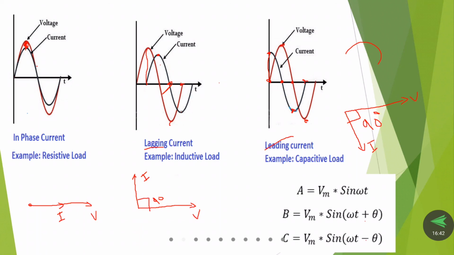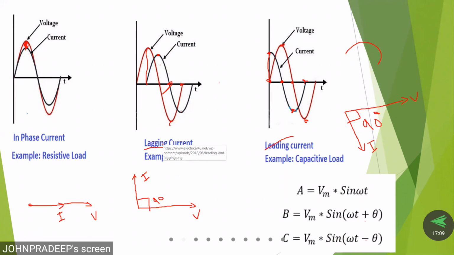If you draw the current equation, there is no angle difference, because it will start at 0 and reach 90 degrees at the same instant of time. So that is what we call in phase. If we draw the vector diagram, V and I come on the same axis. So that is what we call in phase.